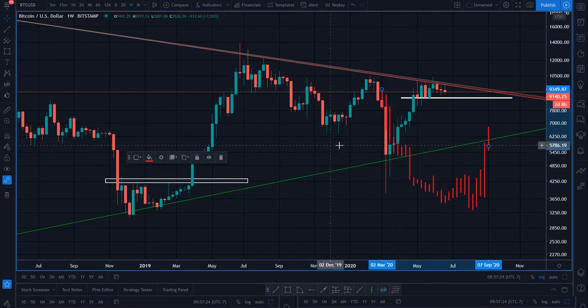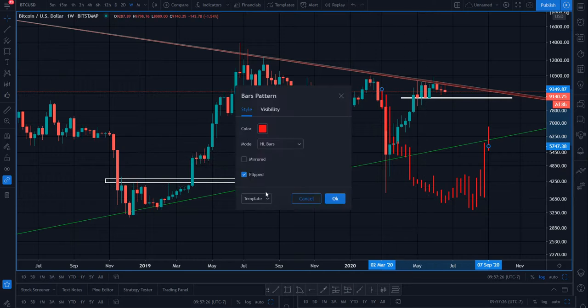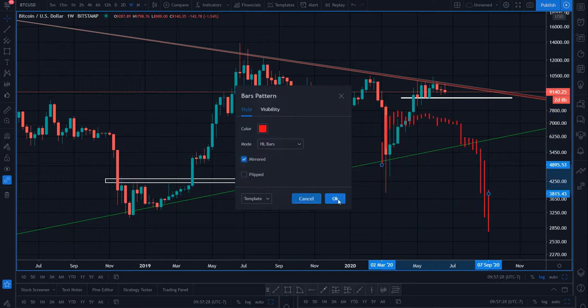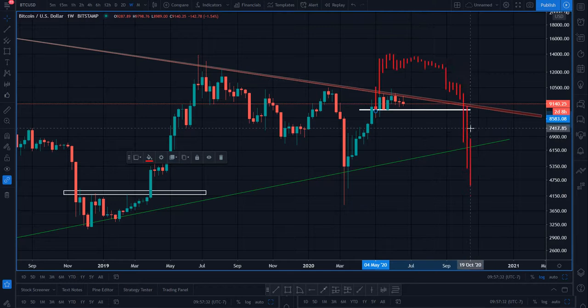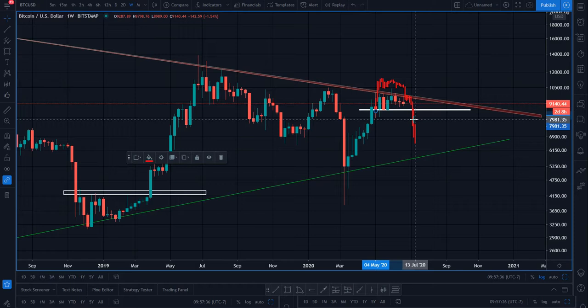Oh, that's the wrong way that we're looking for. We don't want it flipped. We want it mirrored. Like that. Obviously, it doesn't look exactly like it, but that is somewhat of the base that we are potentially seeing right here. So if we get a move up, and let's make it white.